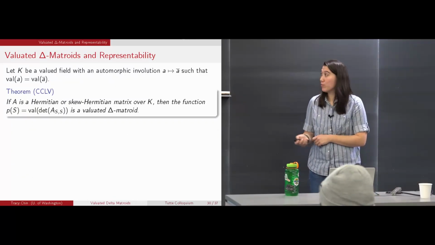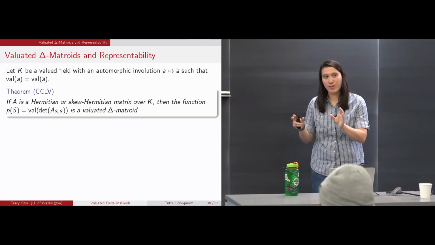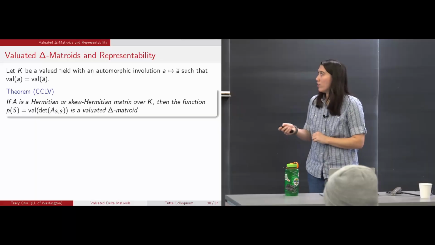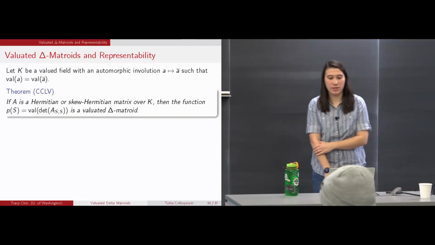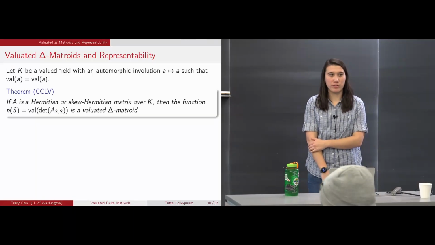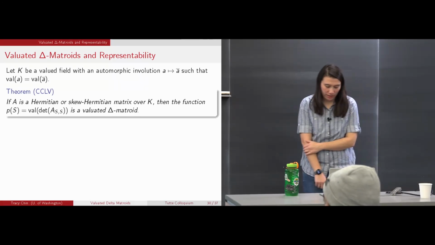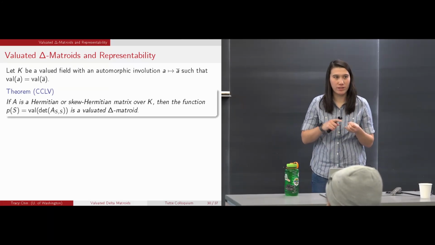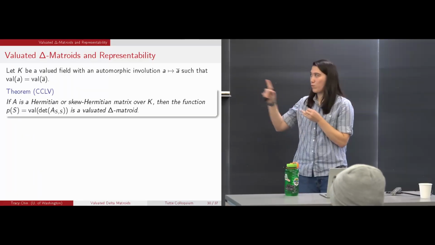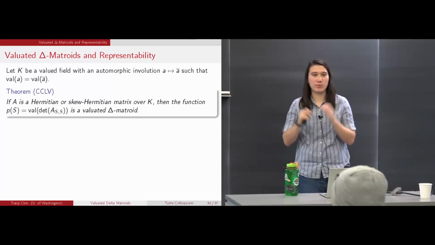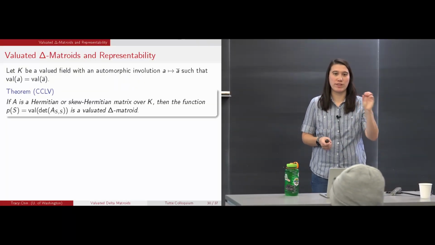And then theorem, if I start with something Hermitian or skew Hermitian, keeping in mind that this also includes symmetric and skew symmetric, over your favorite valued field, then this function taking determinants of principal minors will in fact be a valuated delta matroid. So in particular, if I take K to have the trivial involution and the trivial valuation, this tells us Bouchet's result, right? That the non-vanishing principal minors give us a delta matroid. Because the trivial involution is just going to say we're going to remember what things are 0 and not 0.